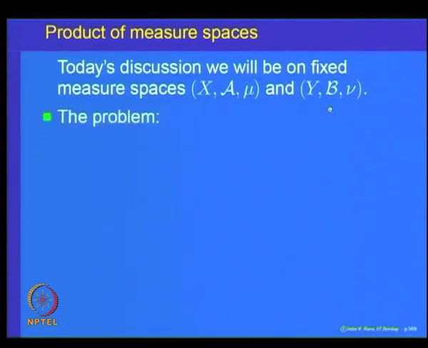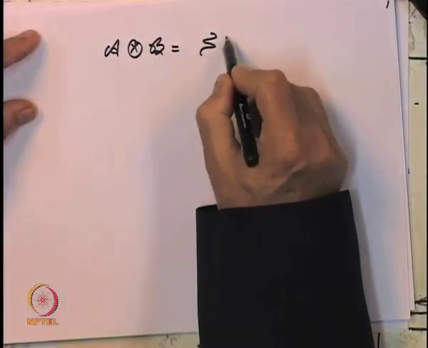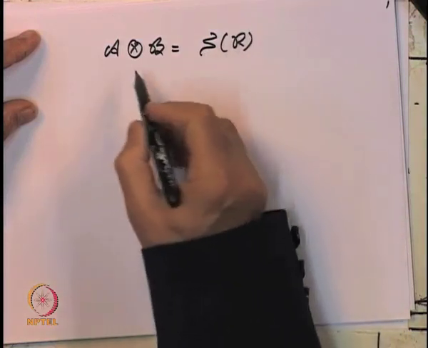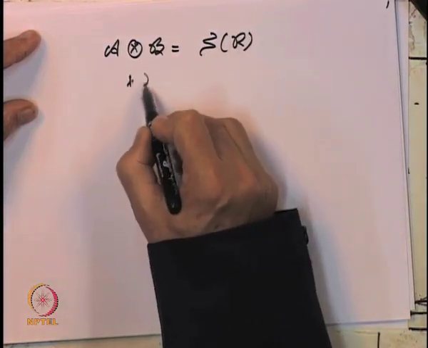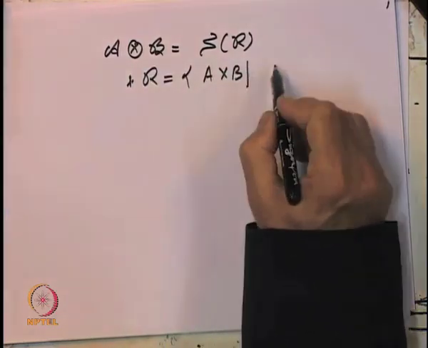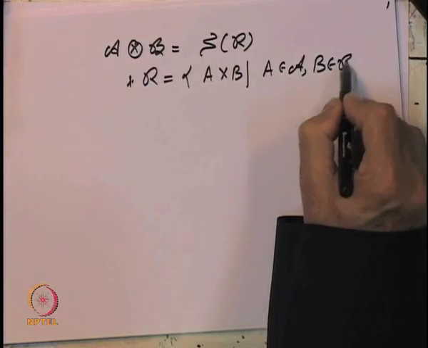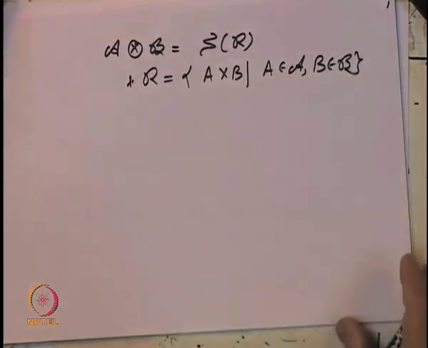So, we have already defined the notion of the product sigma algebra, namely A cross B. If you recall, we defined the notion of A times B. This is the sigma algebra generated by all rectangles, and rectangles were defined as the sets A times B, where A belongs to the sigma algebra A and B belongs to the sigma algebra B.